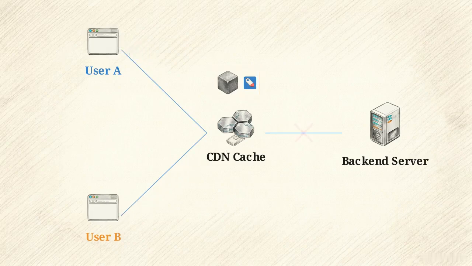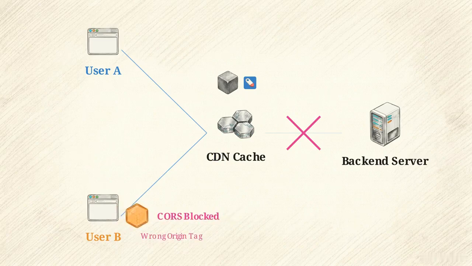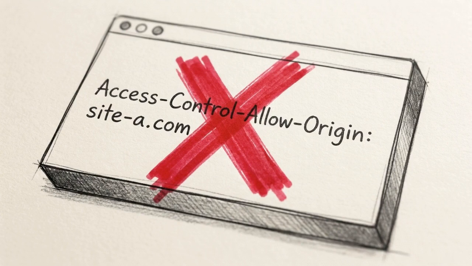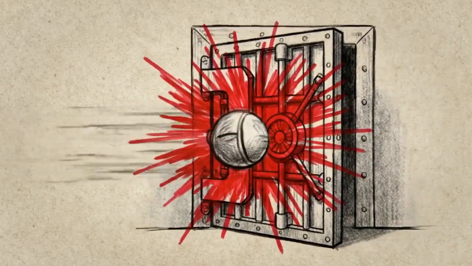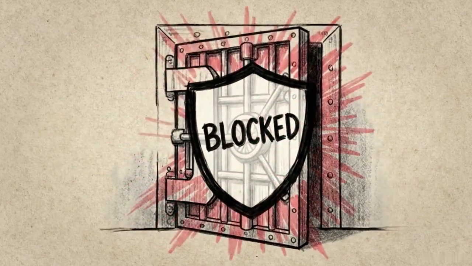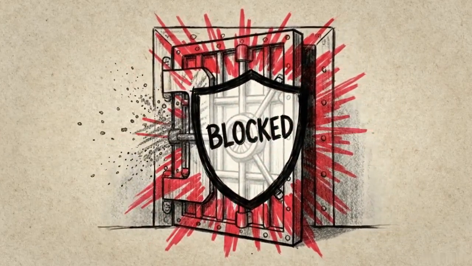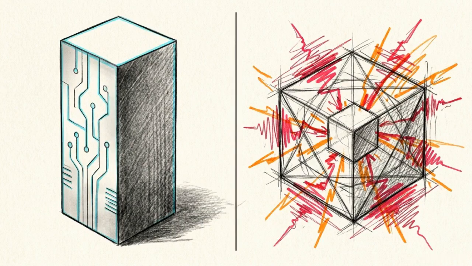When user B requests that URL, the CDN recognizes the path and bounces back the cached packet without consulting the server. User B receives an HTTP response explicitly stating that only site.a.com is allowed to access the data. The browser detects the mismatch between site.b.com and the cached authorization header. To prevent potential data theft, it hard blocks the request. The backend logic performed correctly, but the CDN served a valid security header to the wrong user. This is the mechanism of cache defacement.